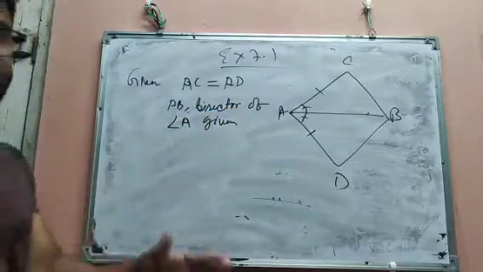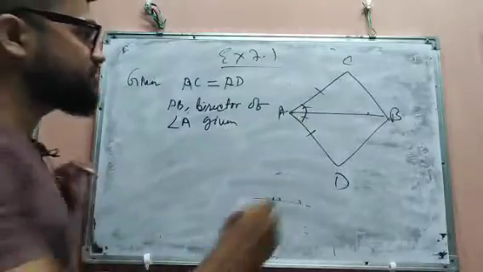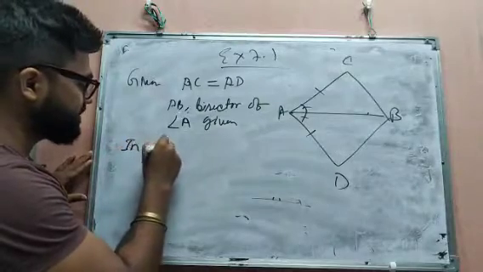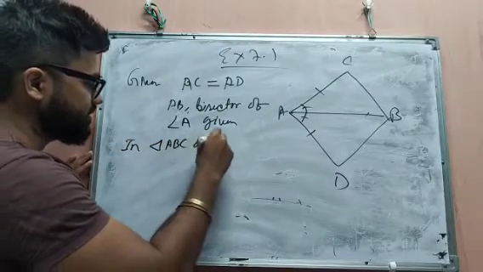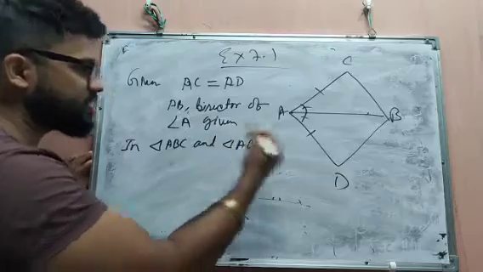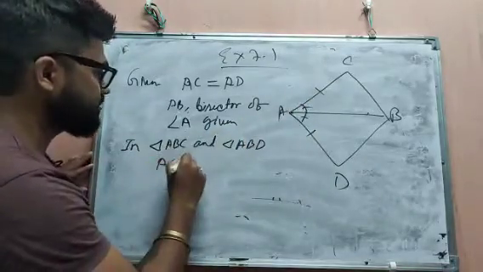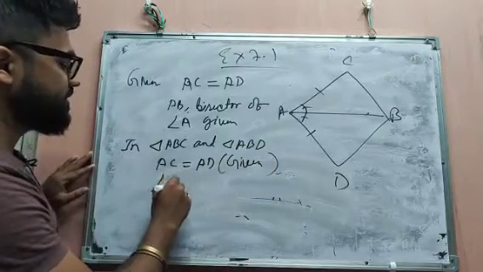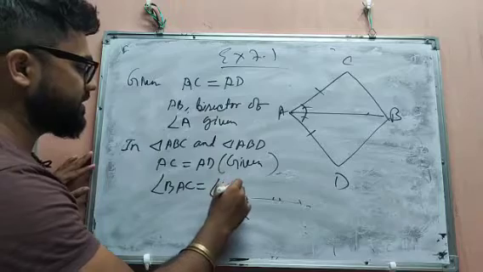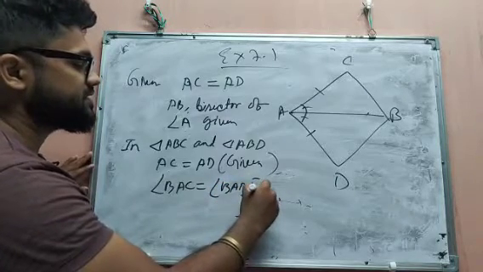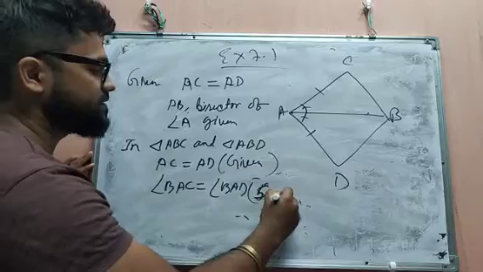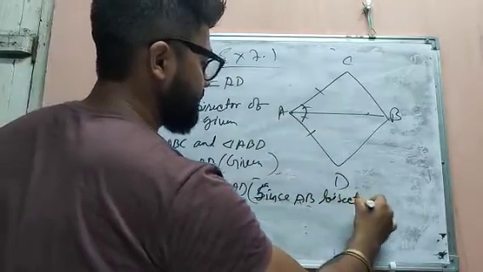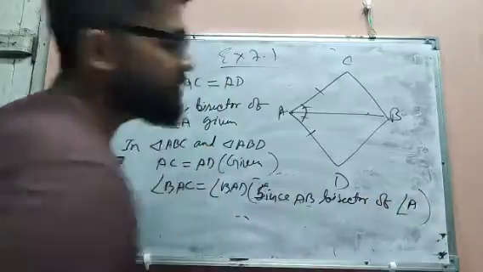As AB is the bisector, these two angles are equal. Now we are asked to prove triangle ABC is congruent to triangle ABD. So we have to write like that: in triangle ABC and triangle ABD, AC equal to AD, it is given. Then angle BAC equal to angle BAD. Why? Since AB is the bisector of angle A.